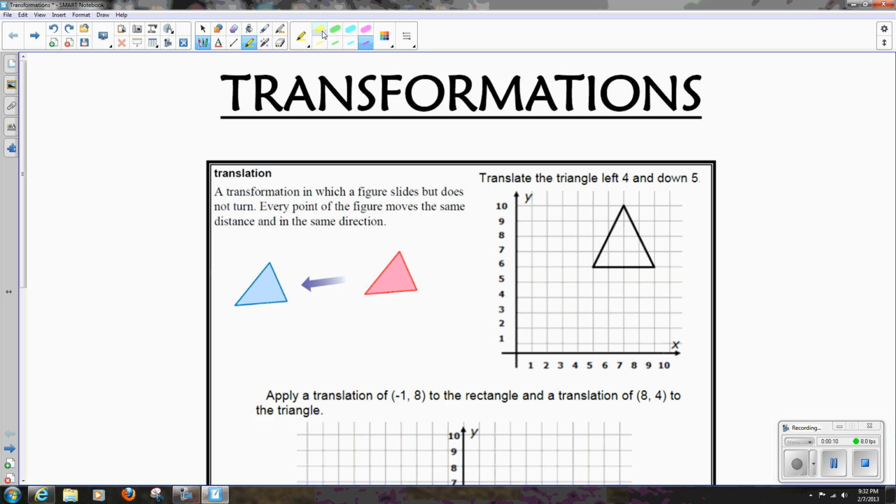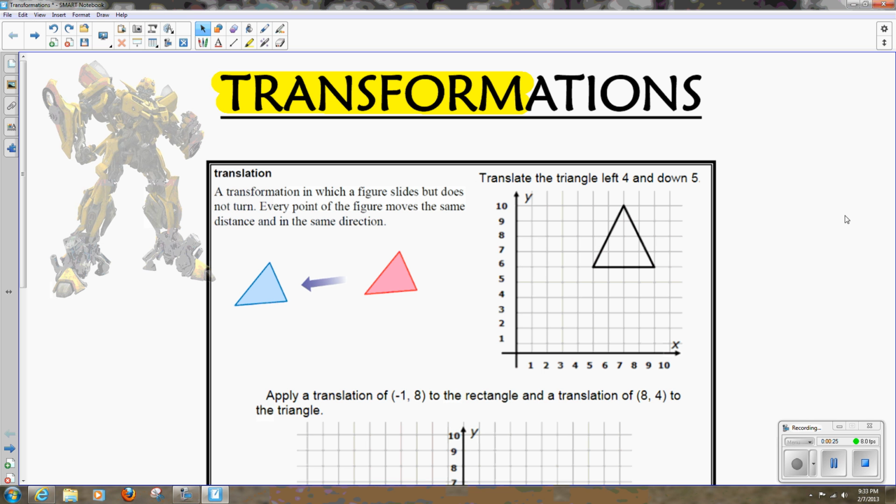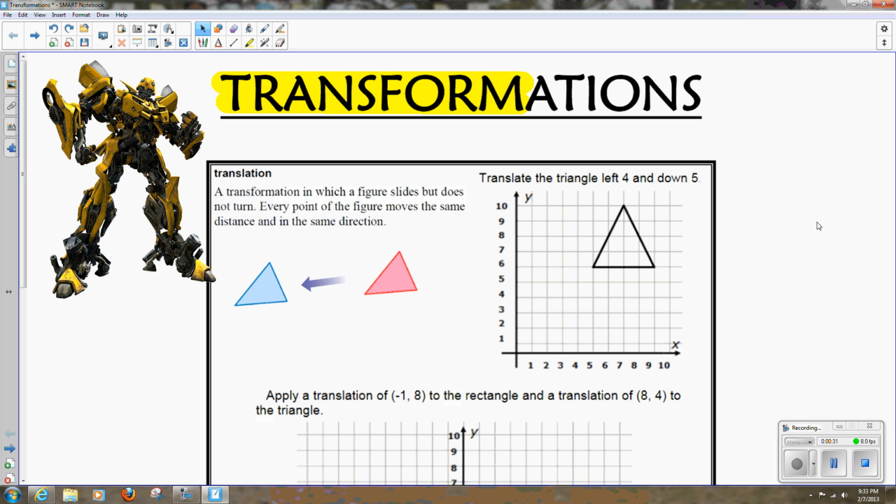Transformation is just a fancy word for a change. When you transform something, you change it from one form into another. For example, okay, you're all familiar with those kinds of transformers. They change from one form into another.